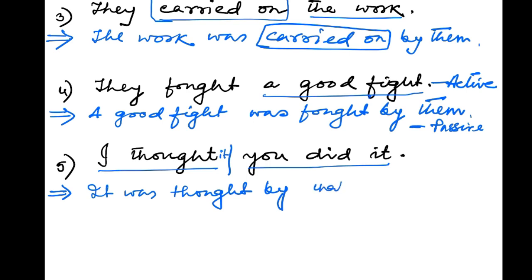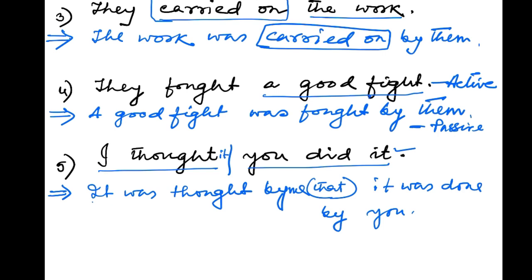Here one that is there, but that is not written, is understood. You did it. So this is the object, that it was done by you. So the sentence is, it was thought by me that it was done by you.